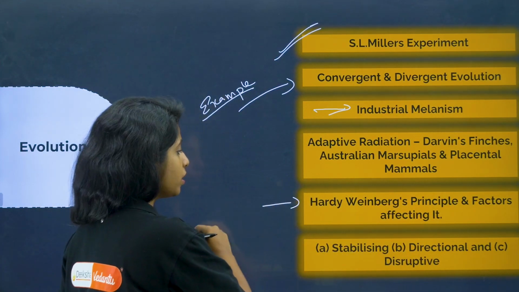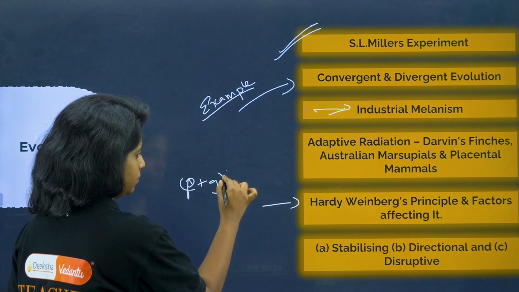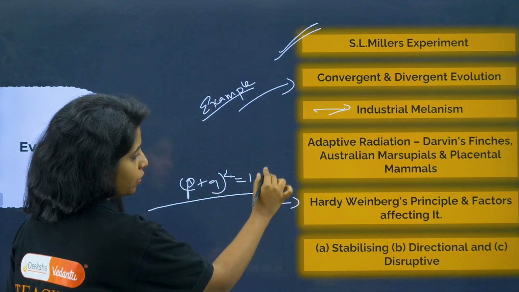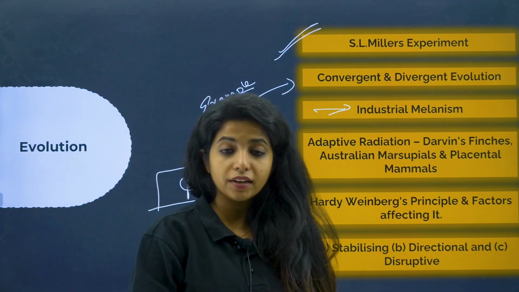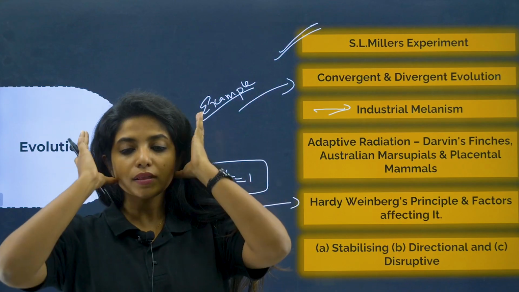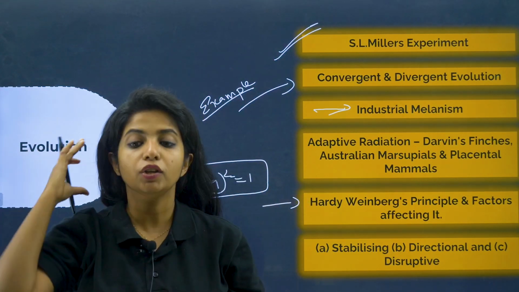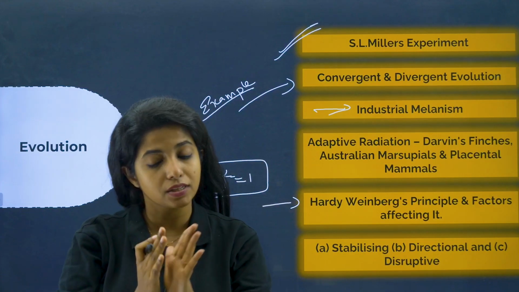Hardy-Weinberg's principle, you should be knowing about this formula that is there. You should be knowing about that, the factors affecting it, genetic drift, gene migration, all these features are really important. So you have to go through it. You would be asked to explain this really well.